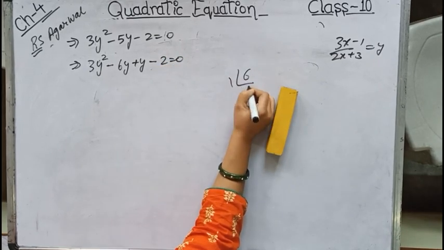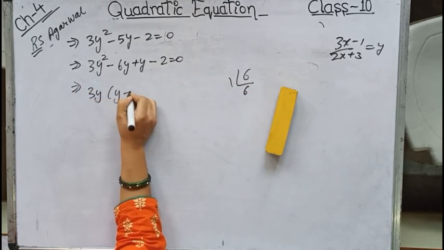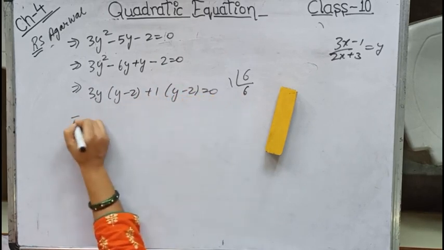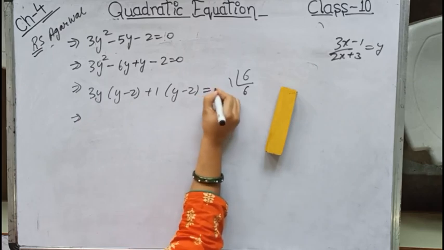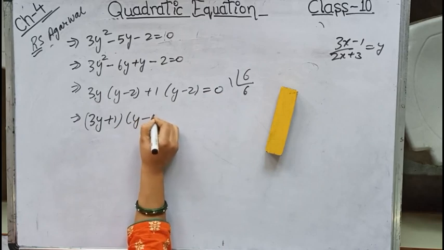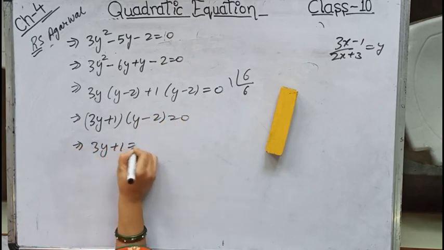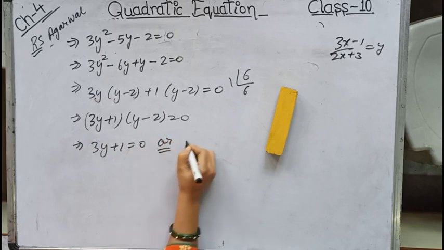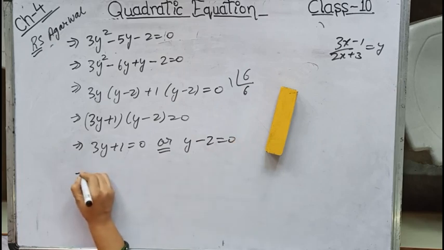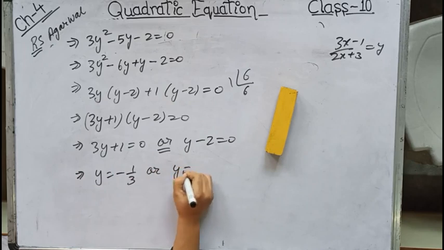So this is the correct arrangement. This implies 3y (y minus 2) plus 1 (y minus 2) equals 0. This implies (3y plus 1)(y minus 2) equals 0. This implies 3y plus 1 equals 0 or y minus 2 equals 0. This implies y equals minus 1 by 3 or y equals 2.